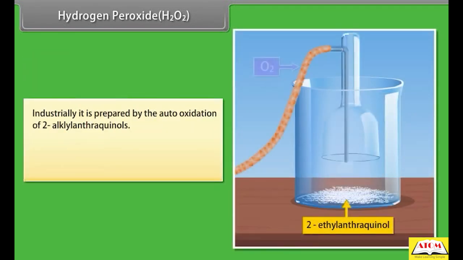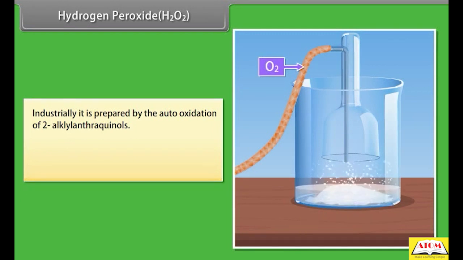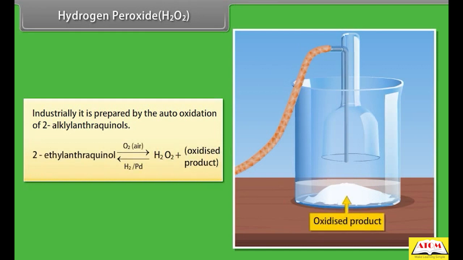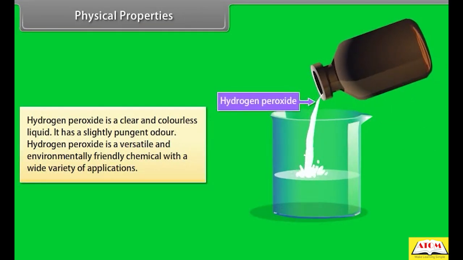Industrially, it is prepared by the auto-oxidation of 2-alkylanthraquinols. When 2-ethylanthraquinol is oxidized in the presence of hydrogen or palladium, it gives hydrogen peroxide. Physical properties. Hydrogen peroxide is a clear and colorless liquid. It has a slightly pungent odor. Hydrogen peroxide is a versatile and environmentally friendly chemical with a wide variety of applications.